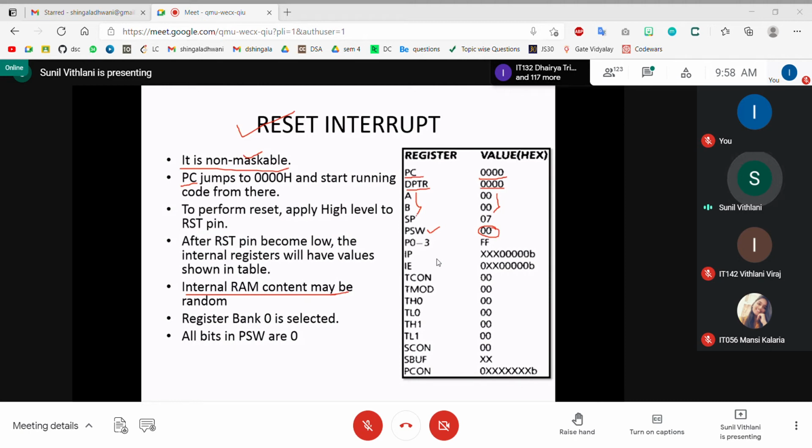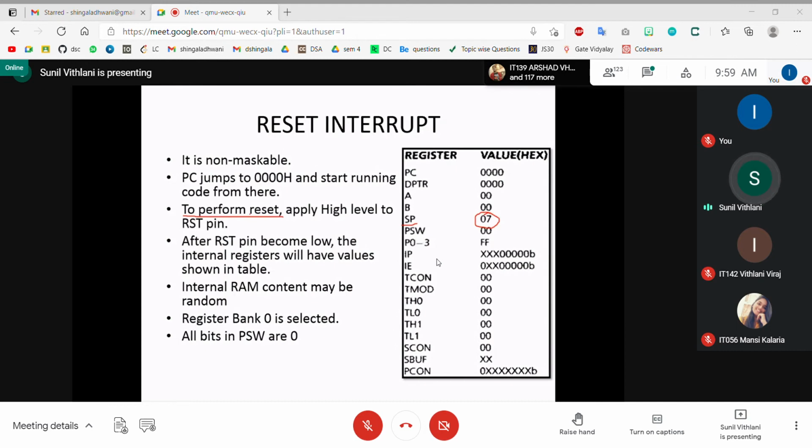What will be the stack pointer? I have already told you that when we press reset, this is important, you need to remember. You need to remember all of this, but this is a special case: when we reset, the stack pointer value will be 07. So by default, after reset, the stack pointer value will be 07.